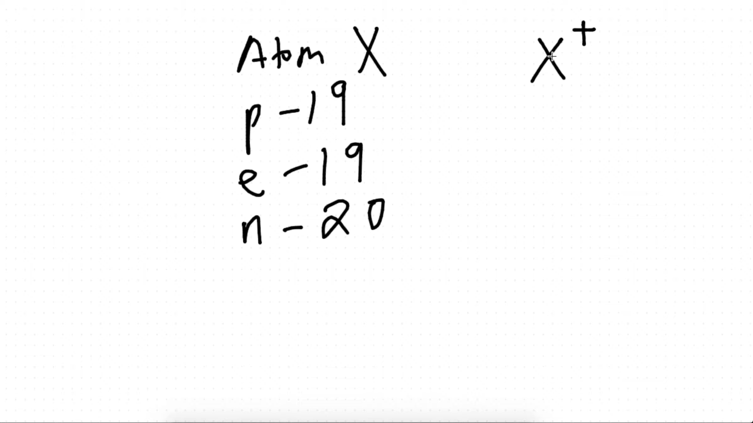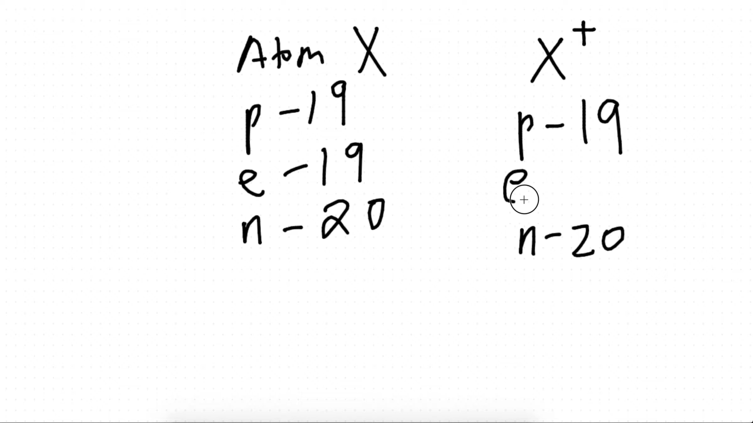Determine the number of protons, number of electrons, number of neutrons, and the electron arrangement for ion X plus. Guys, protons and neutrons will never change. So the number of protons in this ion is still going to be 19. The number of neutrons is still going to be 20. The only thing that changes is the number of electrons. Since it's X plus, the ion has lost 1 electron. So the number of electrons is 19 minus 1, which is 18.